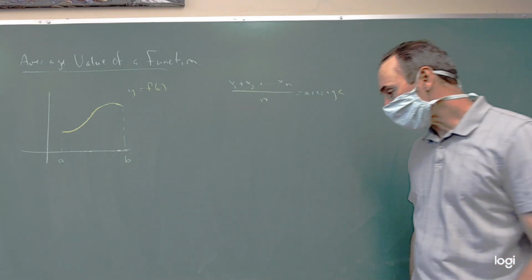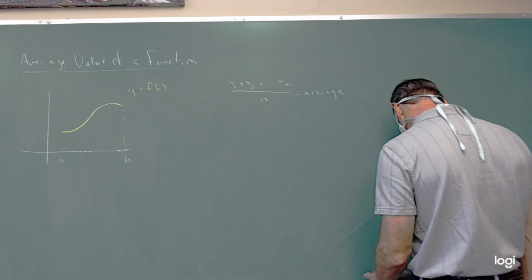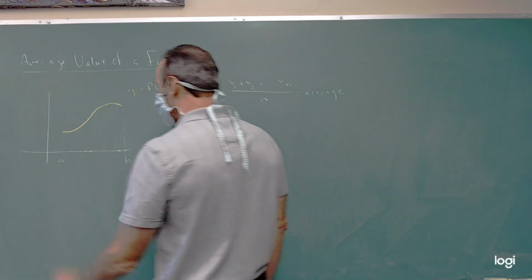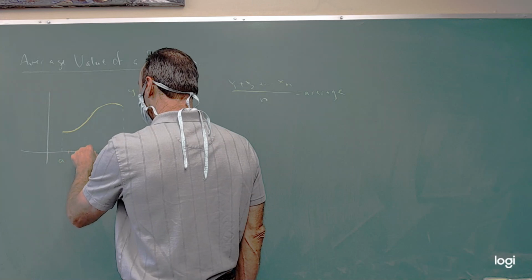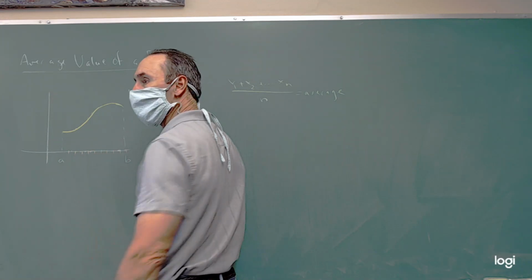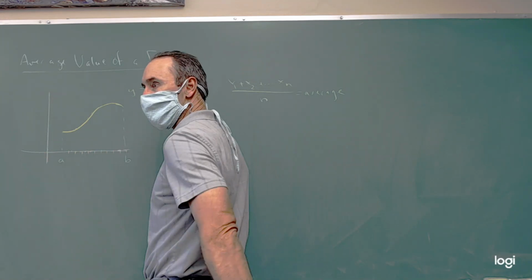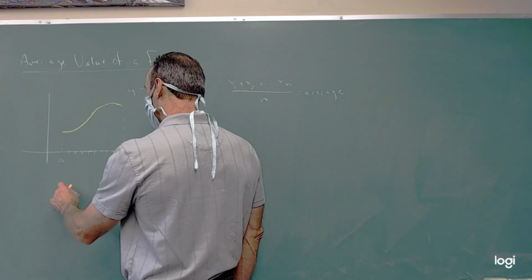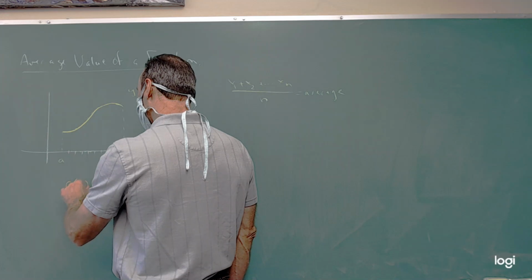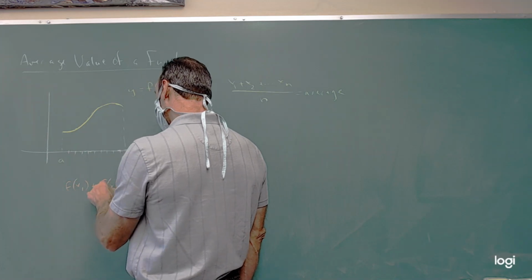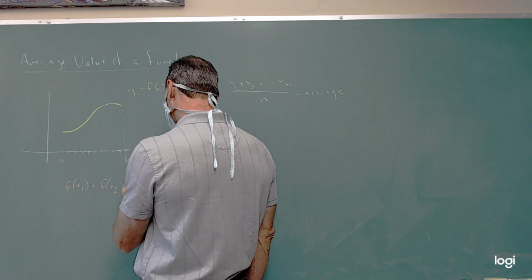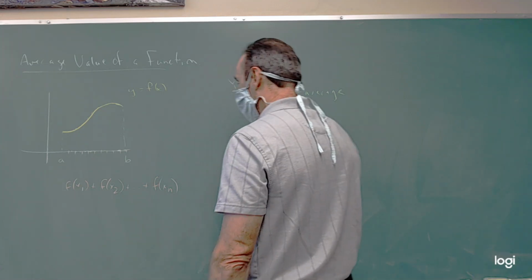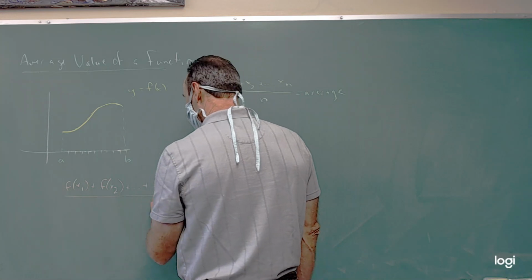So here's kind of a neat way of conceptualizing it. Let's suppose that you imagine taking n values in between here, and you're going to evenly space them. Okay, so you're going to take f of x of 1 plus f of x of 2 plus out to f of x of n. And you're going to divide that then by the n.